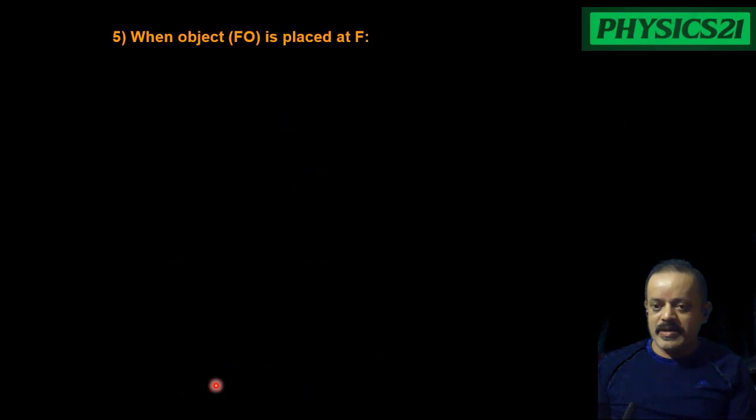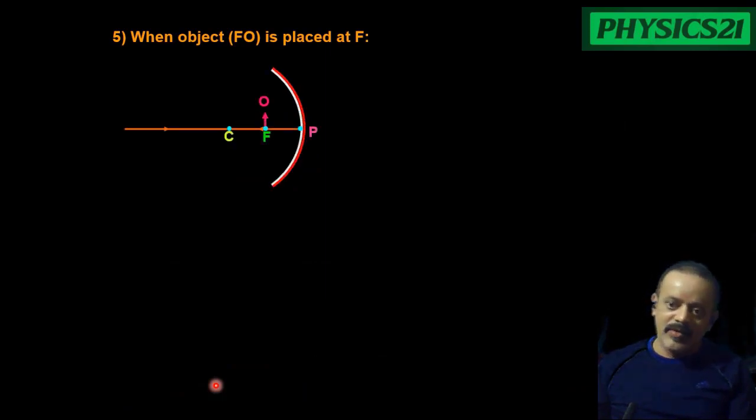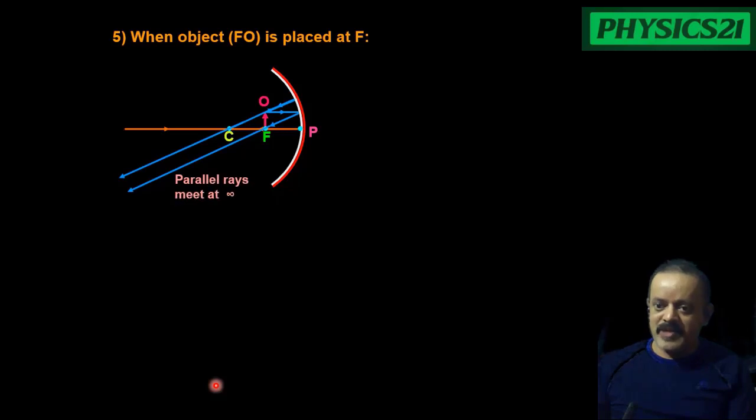Now the fifth case, when the object is placed at the focus. So this is the object which is placed at the focus. The first ray is incident parallel to the principal axis, after reflection passing through the focus, and the second one we consider from the direction of the center of curvature. Remember, in this case, both the reflected rays will be parallel to each other. So these rays meet at infinity. So the image will be at infinity, which is real, inverted, and enlarged.